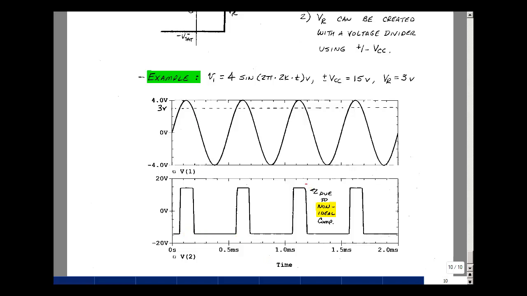Notice there's a little bit of an indentation over here. That's because I'm using an actual comparator, and you do get some distortion due to the non-ideal effects. And this is how a comparator works and two crossing detector applications.